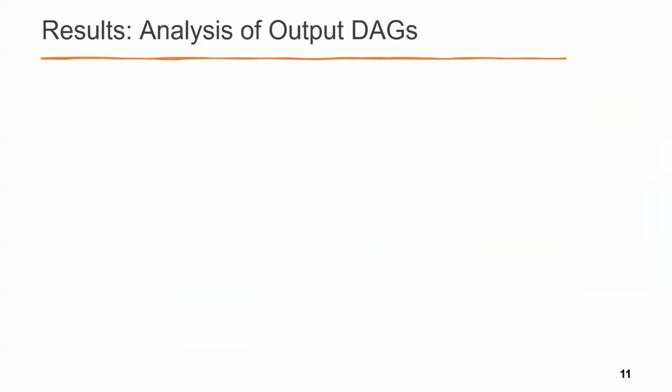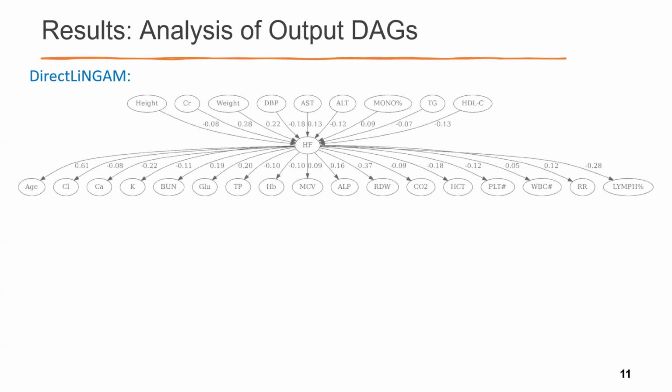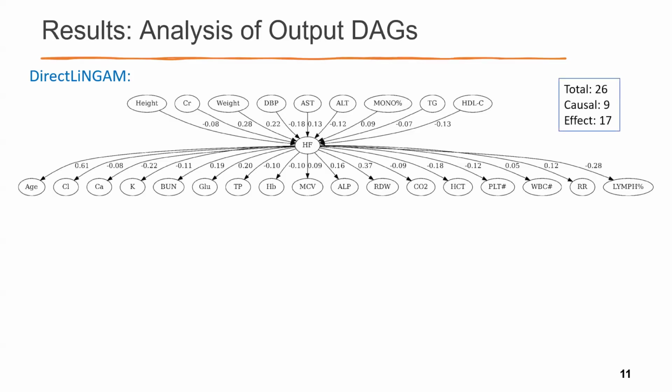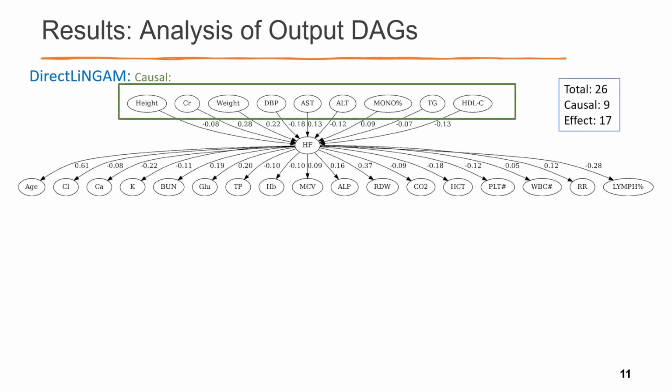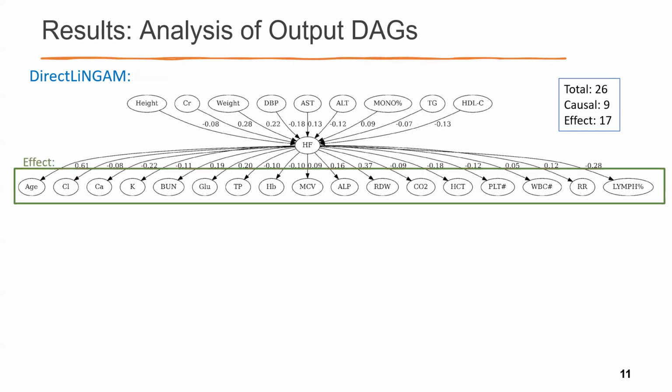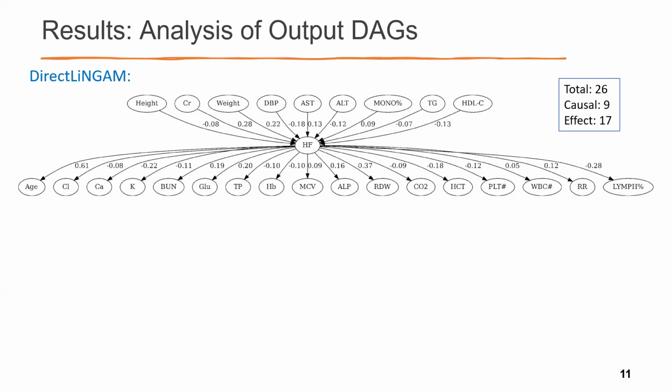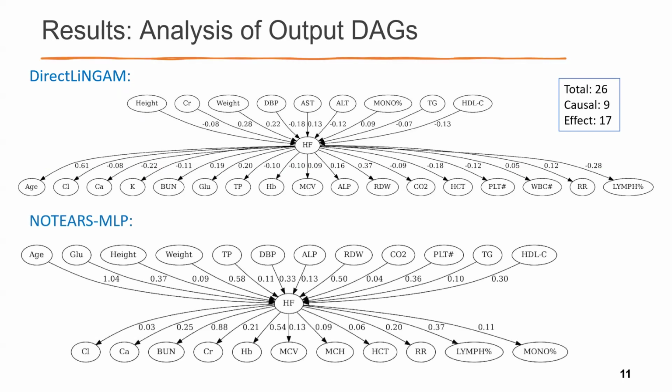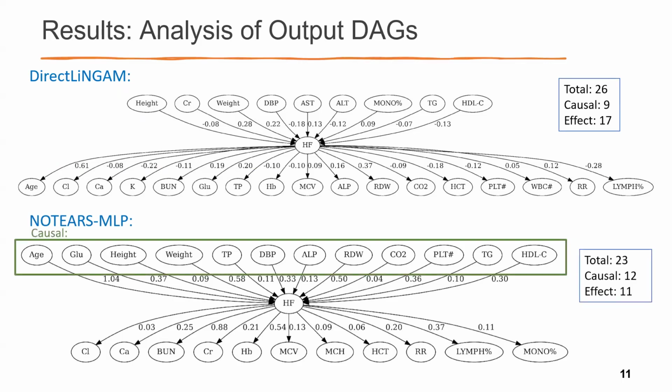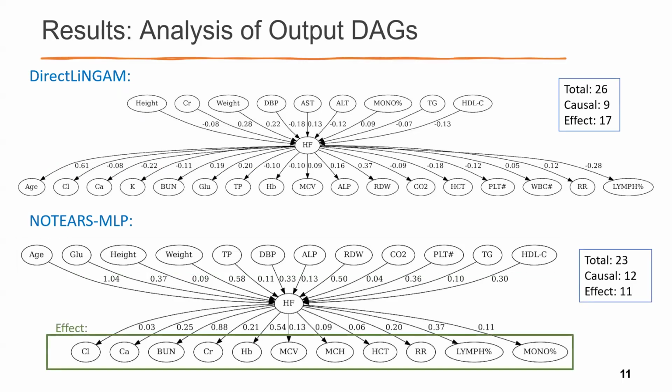First, I will show the results from two CSD models. First is the DirectLiNGAM model, total 26 features show causal relation, and 9 features cause heart failure, and the other 17 features are effects of heart failure. In the NOTEARS MLP DAG, total 23 features show in the DAG. 12 features cause heart failure, and 11 features are effects of heart failure.